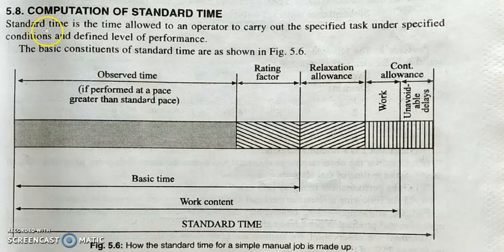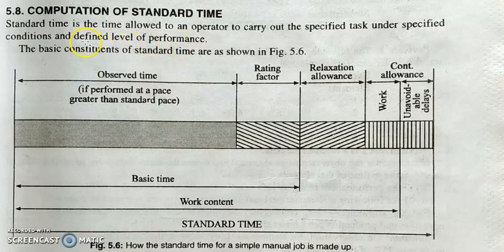So here, we define standard time as the time allowed to an operator to carry out the specified task under specified conditions and defined level of performance. That means once we set the standard time, the worker has been given a specified task and he has to perform that task under specified conditions and at the defined level of performance. That means he should perform at the expected level of performance.